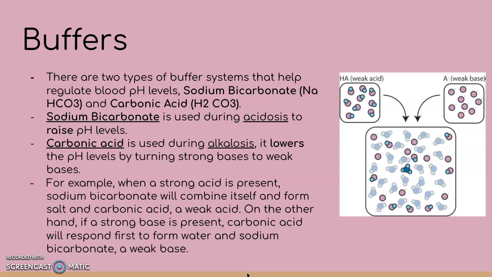And then we have carbonic acid, which is used during alkalosis. If a strong base is present, carbonic acid will respond first to form water and sodium bicarbonate, which will create a weak base. So basically, sodium bicarbonate is used to raise pH levels, and carbonic acid is used to lower pH levels. Both are buffer systems that work together to regulate blood pH levels.